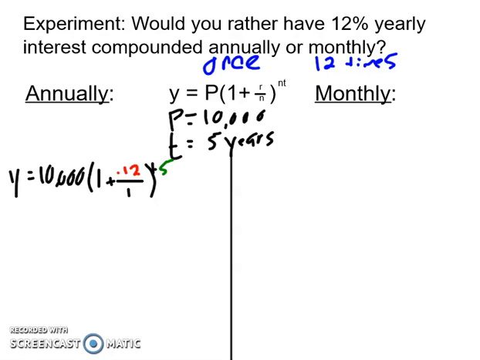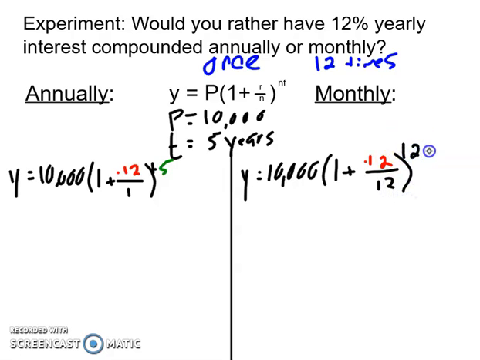Over on the monthly side, it'll be Y is equal to our starting amount, 10,000, times 1 plus our rate, which is 0.12. Again, it's 12% written as a decimal. Over the number of times it's occurring, monthly means 12 times, raised to the 12 times 5 because it's occurring 5 years. Let's see if we can compare some things here.